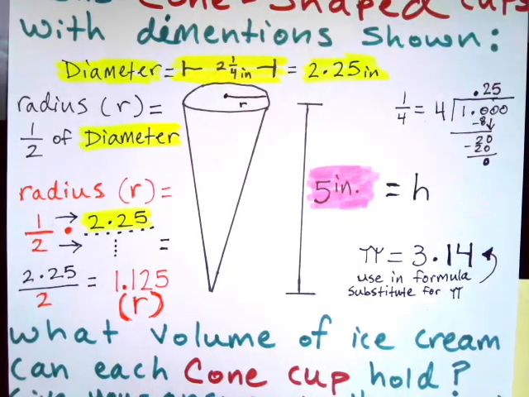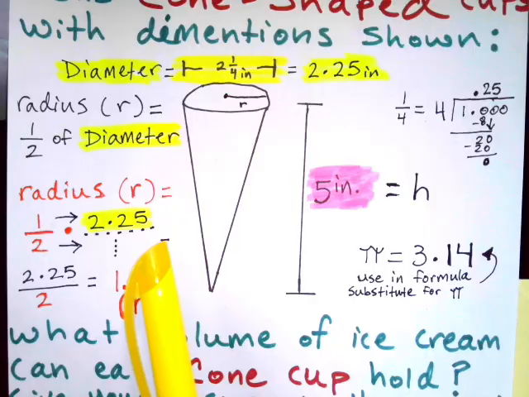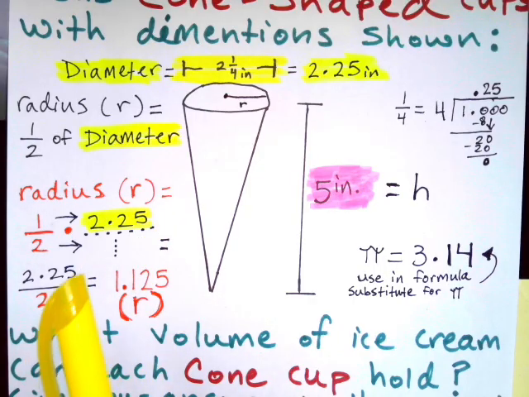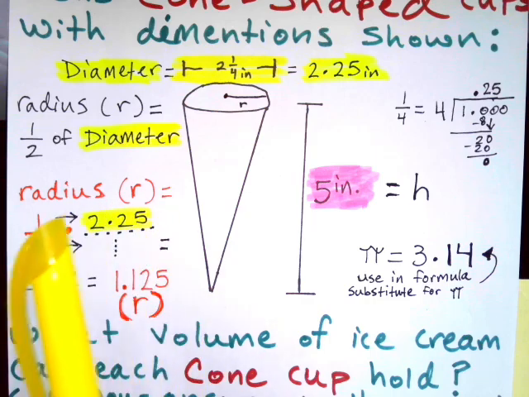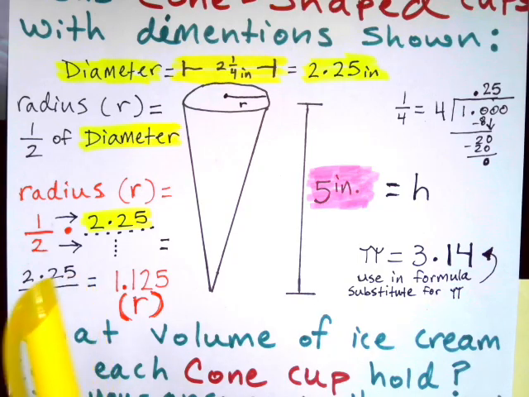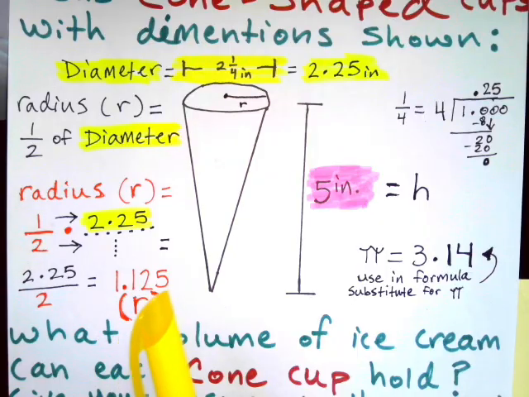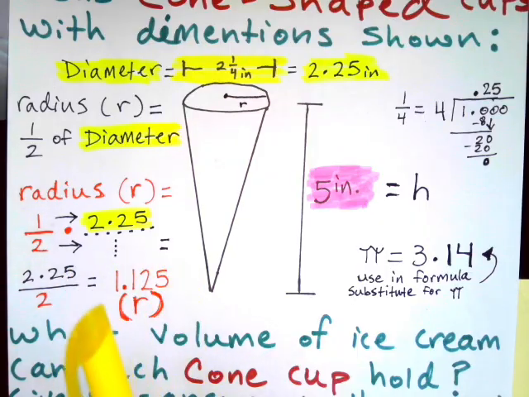Again, check out my videos on multiplying, adding, dividing, subtracting with fractions. That will help you dramatically if this is confusing, right? So simply put, I'm going to divide 2.25 by 2. I just explained the reason why that is by multiplying 1/2 or taking 1/2 of 2.25. All right. So 2.25 divided by 2 equals 1.125. That's my radius or my R value.